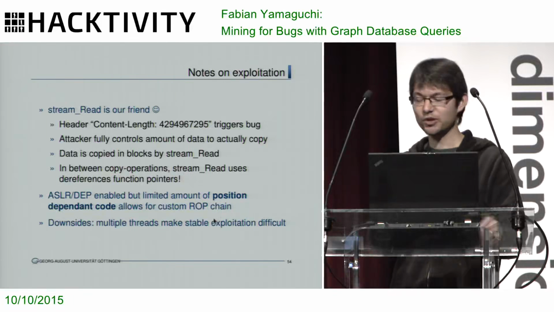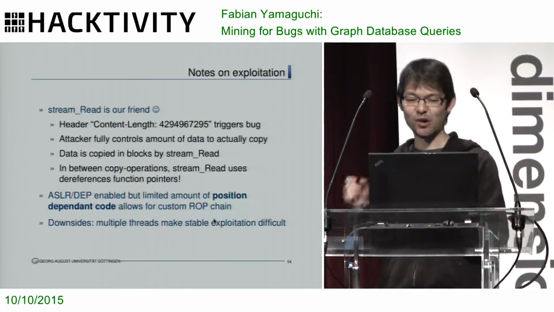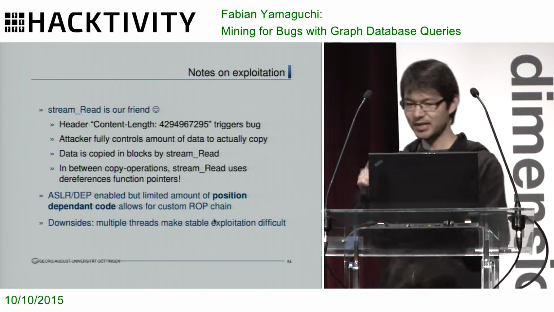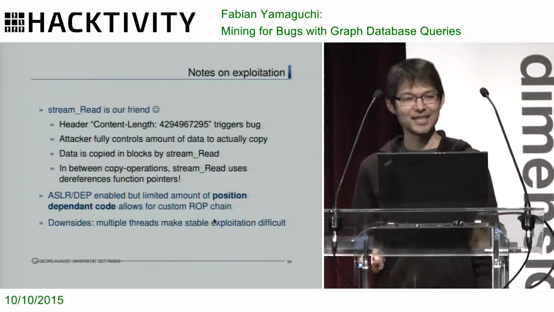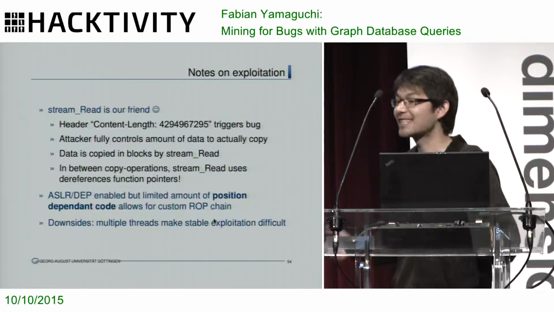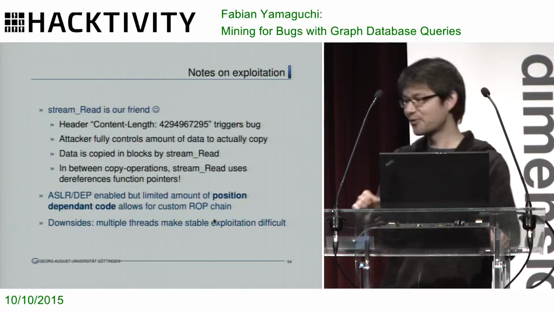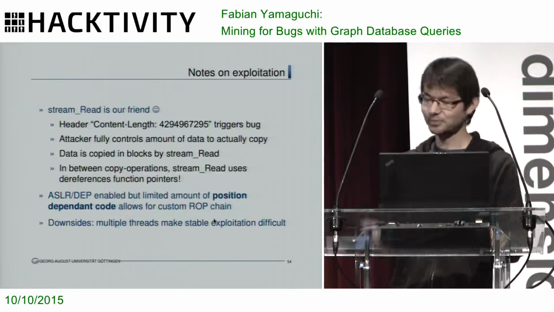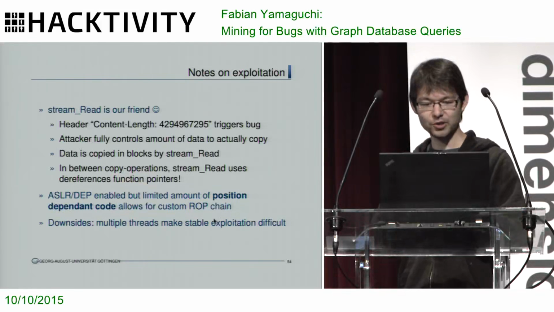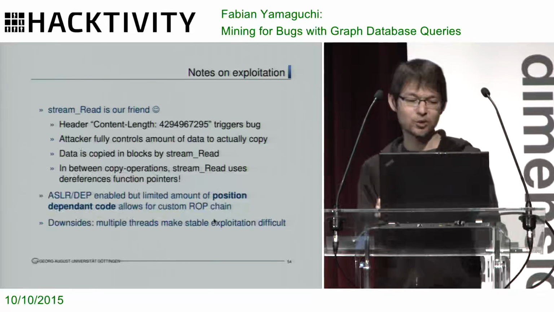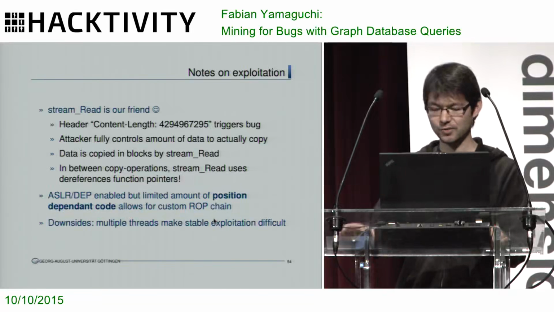And this is the important part: stream read, so this version of memcopy, actually copies in blocks. And in between these copy operations, it dereferences a function pointer. Meaning that if you can overwrite this function pointer, or if you accidentally overwrite that function pointer, as I obviously did at that point, then as it dereferences the function pointer, you already control where it jumps next. ASLR and DEP is typically enabled, but there's some position-dependent code that allows you to build a smaller ROP chain. The downside, this is multi-threading, so it's not so easy to exploit.